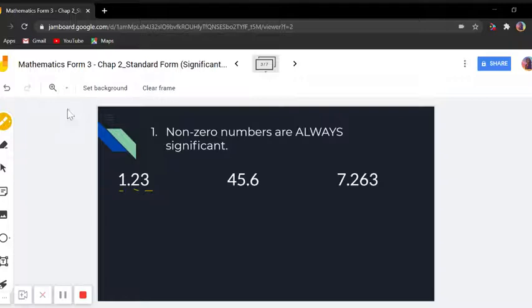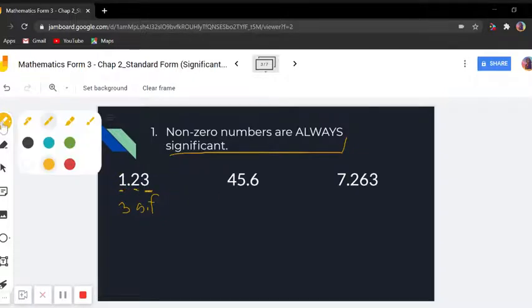So when these three are non-zero numbers, let's take a look at the first rule again. Non-zero numbers are always significant. So these three numbers are not zero, and this is considered significant. How many significant numbers are there? There are three significant numbers. I write SF here for significant figure. So there are three significant figures here, 1, 2, and 3, because these three are not zero.